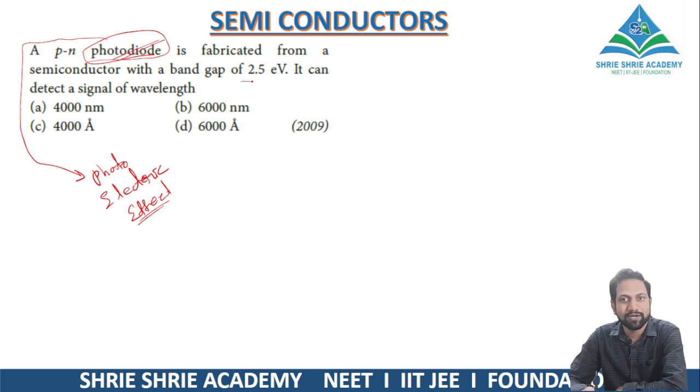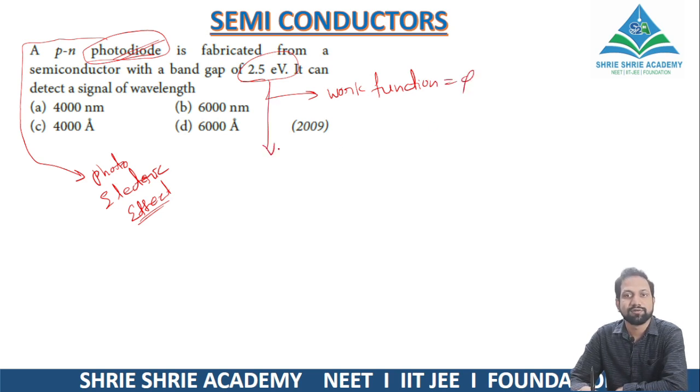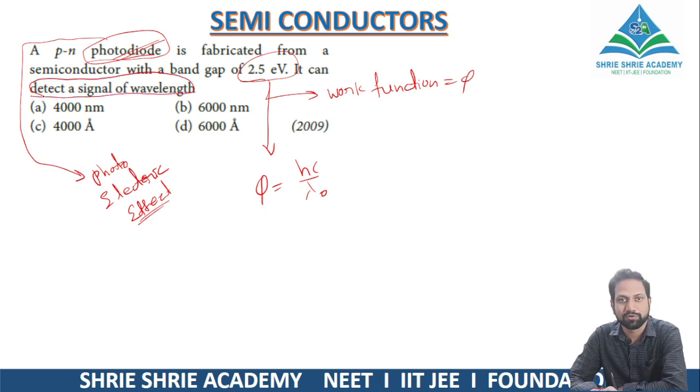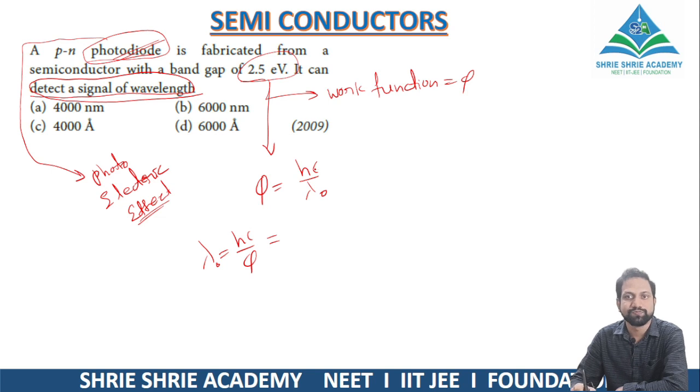And now the band gap is mentioned here. Remember, the band gap is the work function, that is phi. Then we can say the work function equals, according to Einstein, hc by lambda naught. Lambda naught is the threshold wavelength, and they are asking the threshold wavelength only. So lambda naught equals hc by work function. The hc value is 12,400 divided by the work function, 2.5.